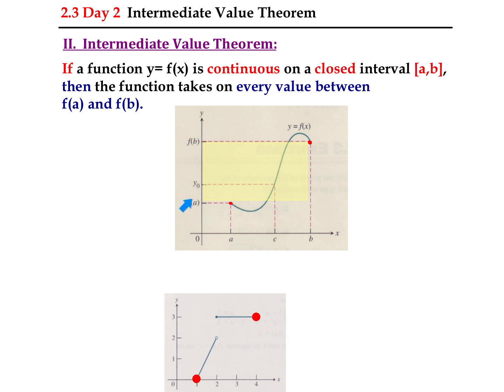So hypothetically, let's say this y value here was 5 and this y value here was 7. That means every single number, 5.1, 5.2, 5.3, 6.8, 6.97, all of those will somehow be hit there.